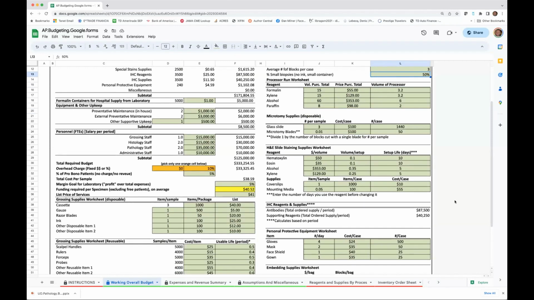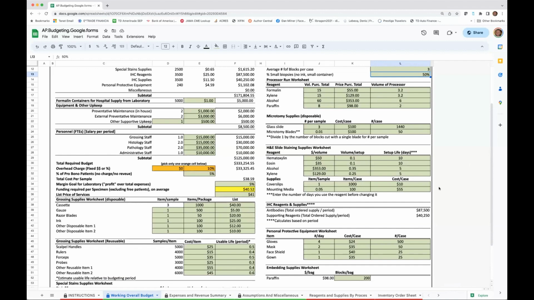Someone was saying it's a little small. Let me see if I can zoom in a little bit. Let's see.